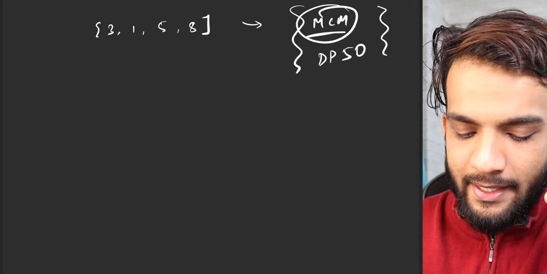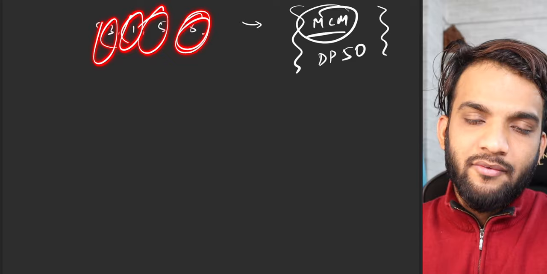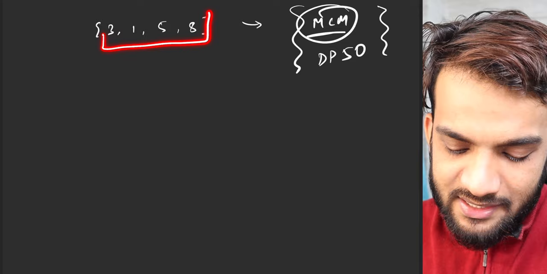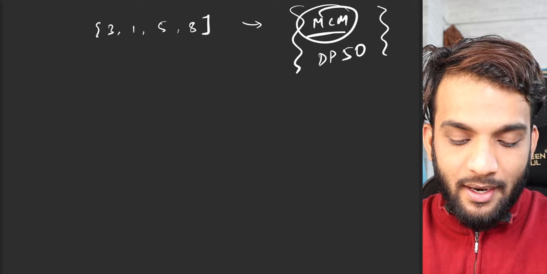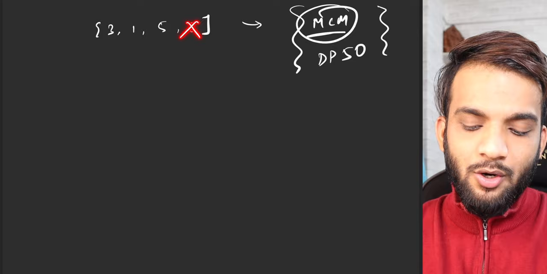Like you can follow 3, then 1, then 5, then 8. You can follow an order like 1, then a 3, then a 5, then an 8. You can follow an order of 8, then a 1, then a 3, then a 5. So there can always be various sets of orders. But you need to understand which will be the first you pick. So apparently this is the entire range of elements, right? Like 3, 1, 5, 8. Anyone among them can be the first. You can burst out 3, you can burst out 1, you can burst out 5, you can burst out 8, you can burst out anyone, okay?